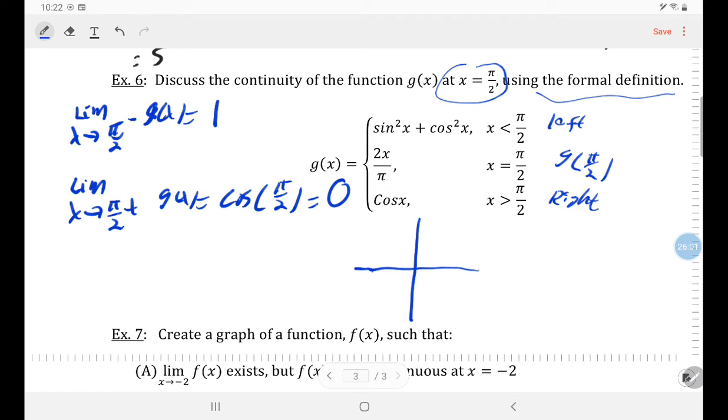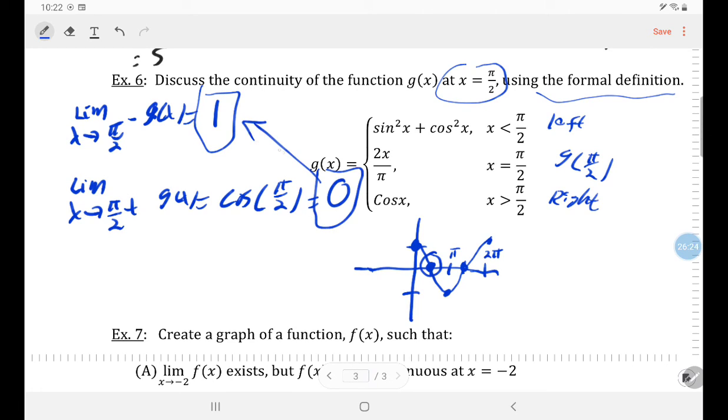I can make a graph. I know that cosine starts at 1. And then here's pi. There's 2 pi. I'm just going to make a quick sketch. Pi over 2 is 0. Pi is negative 1. 0 and back to 1. So here's pi over 2. That's 0. And I get a 0 and a 1 for my two limits.